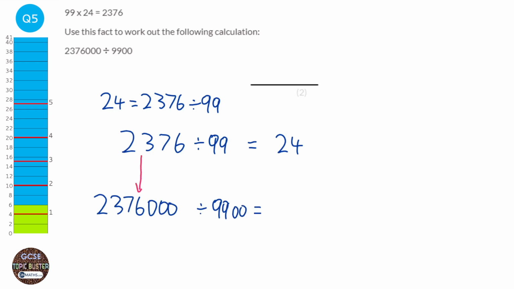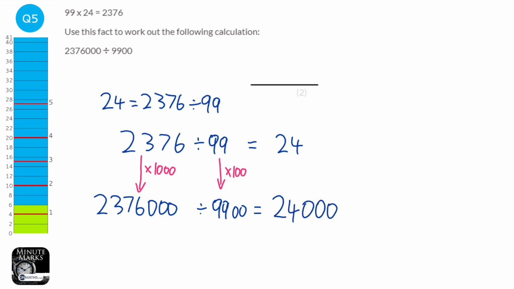So this part here is multiplied by 1,000 and this part here is multiplied by 100. So what effect is the fact that the first number is multiplied by 1,000 going to have on our answer? Well, it's obviously going to make it 1,000 times bigger. So it will make it 24,000, won't it? So that's that bit done.